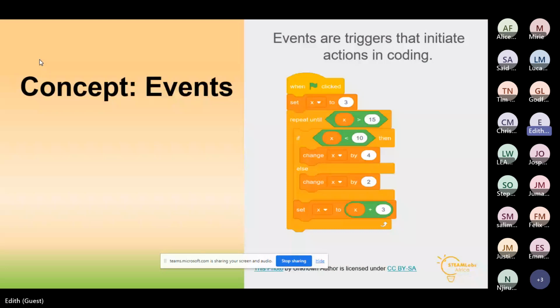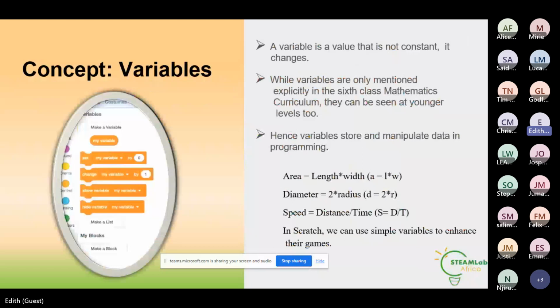So here we have the variables. I guess you can all check on your editors and see where you have variables down there. When you click on the variable blocks, you'll be able to see where you have make a variable, and they always have their own. That is my variable that comes with Scratch, but you can always change that name. We all know a variable is a value that is not constant and it changes every time. So you have a variable there, but you can always set your variable, change your variable. You can always show a variable and you can always hide your variable. Scratch gives you all those options for you to enjoy your projects as you're working with them.